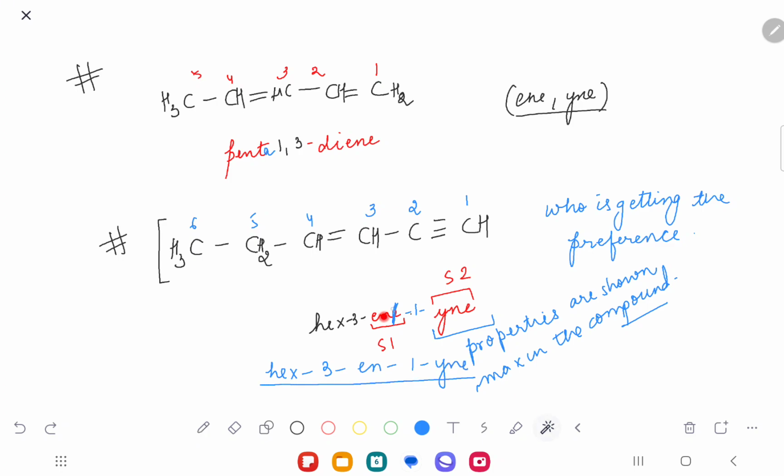So when you have two suffixes written one after the other, you have to drop the e of suffix number 1, and the name shall be written down like this: hex-3-en-1-ine. Are you understanding my point? Okay, so this is how you name the compounds.